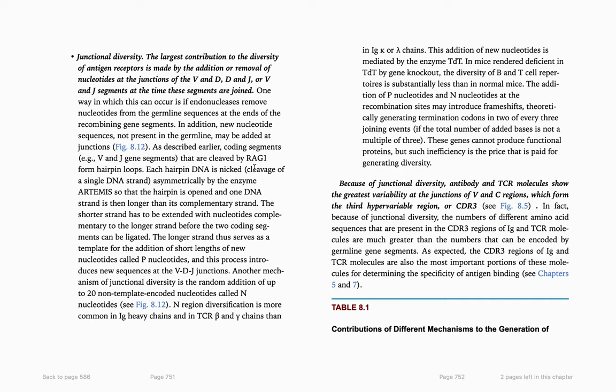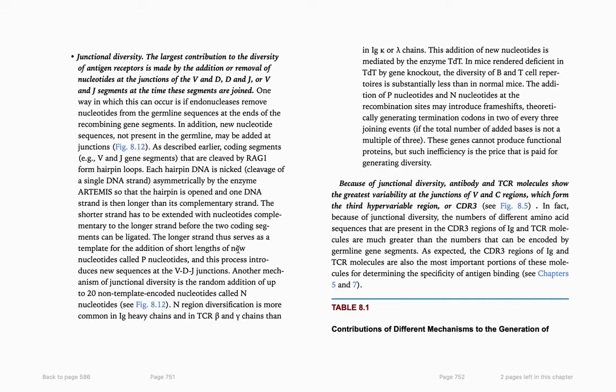As described earlier, coding segments, the V and J segments that are cleaved by RAG1, form a hairpin loop. Each hairpin DNA is nicked, cleaved on a single DNA strand asymmetrically by the enzyme Artemis, so that the hairpin is opened and one DNA strand is then longer than its complementary strand. The shorter strand has to be extended with nucleotides complementary to the longer strand before the two coding segments can be ligated. The longer strand thus serves as a template for addition of short new nucleotides called P nucleotides, and this process introduces new sequence at the VDJ junction.